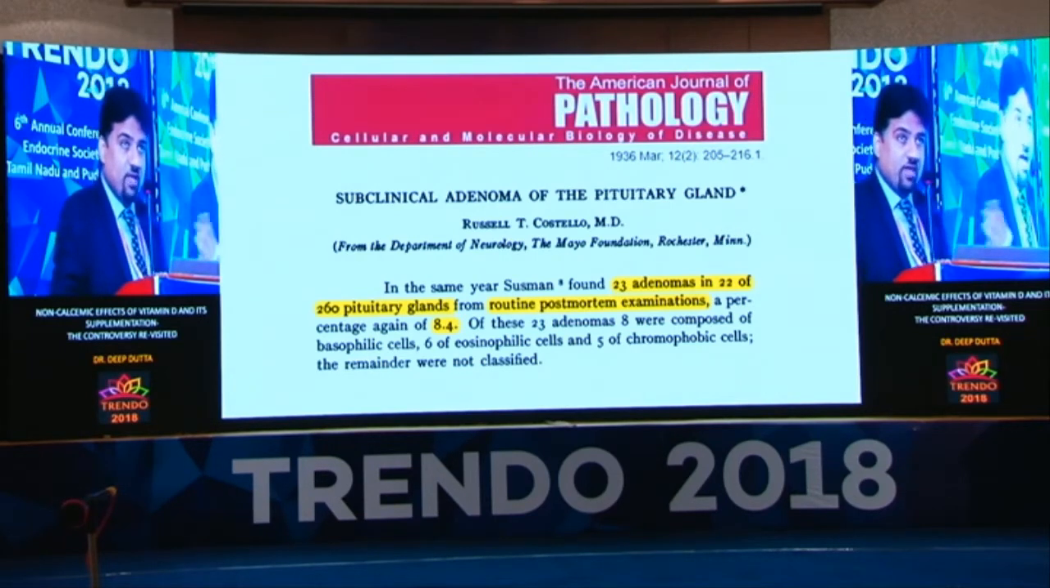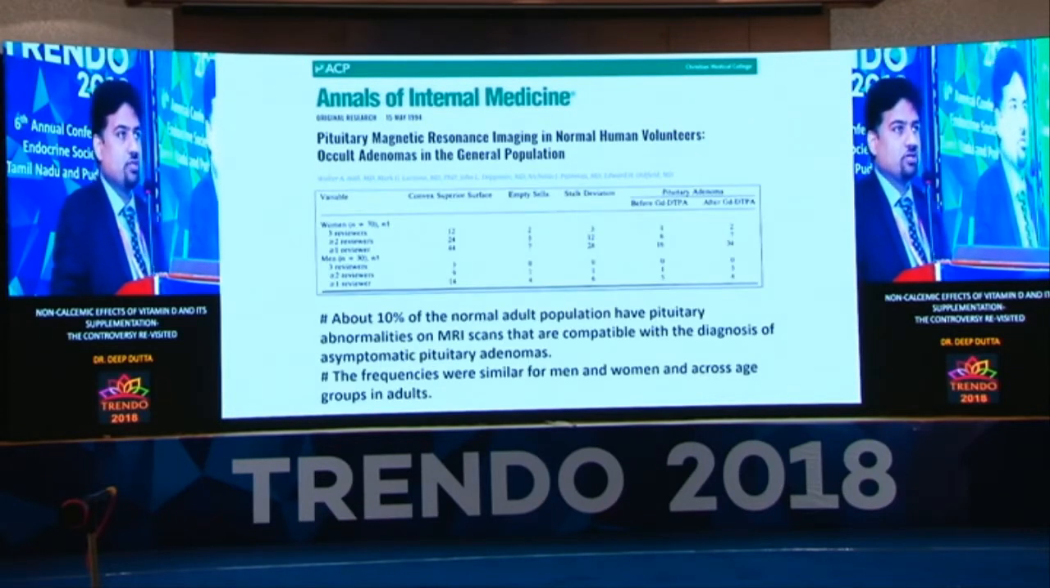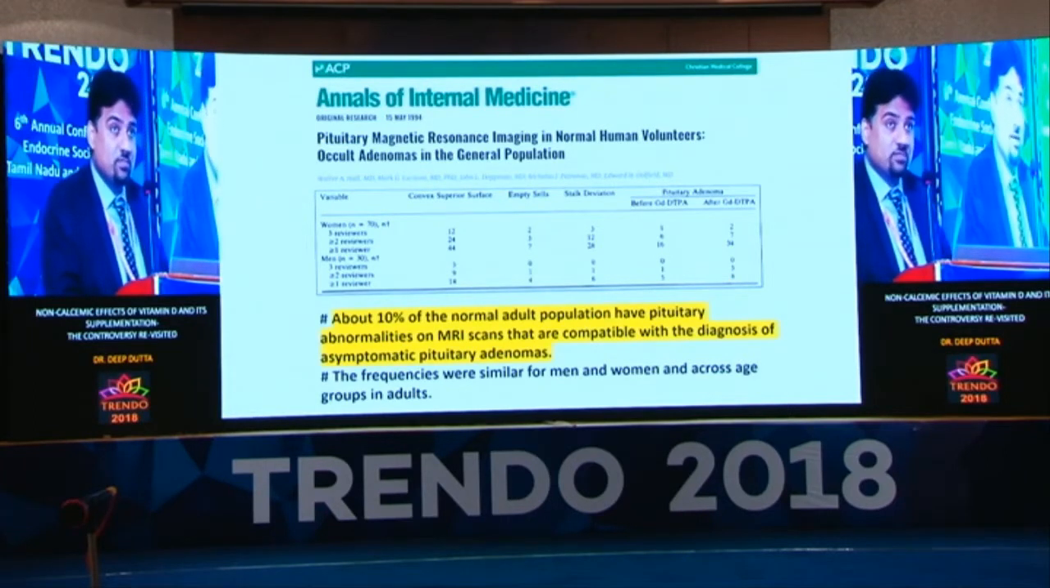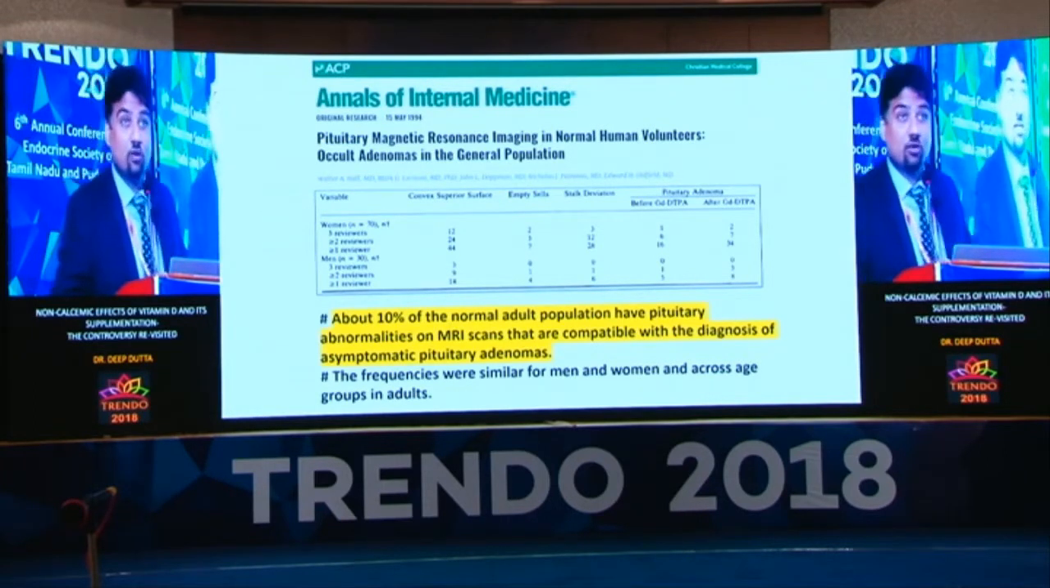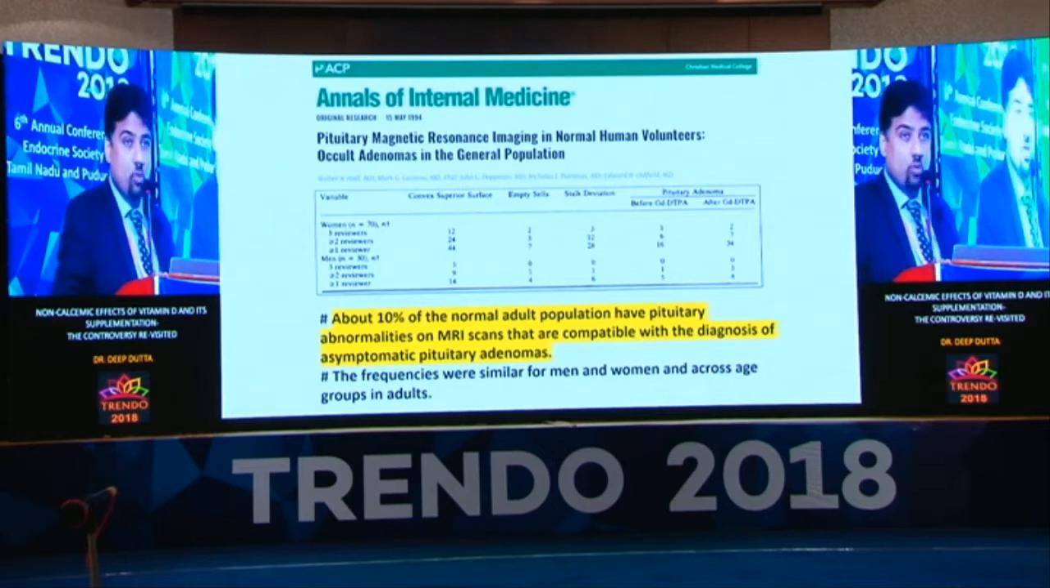Today, now that we have MRI and CT scans and we look at how many normal people who undergo a pituitary imaging are found to have lesions, the number is quite high, 10%. Just now Shakti announced that there are 1,000 registrations. So 100 of them actually have a pituitary incidentaloma. It's 10% of the normal population. 1 in 10 of us in this room have a pituitary incidentaloma.